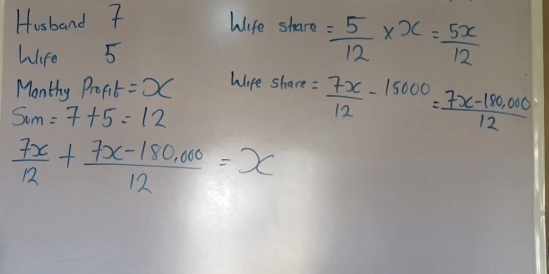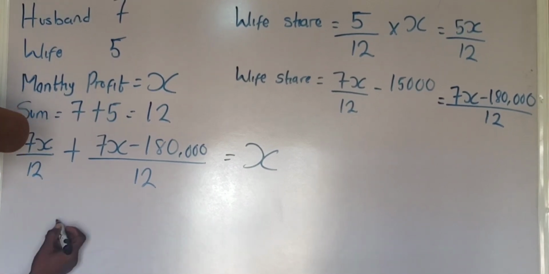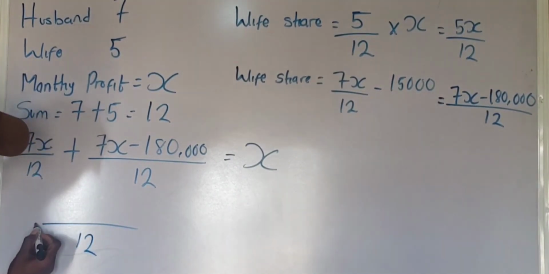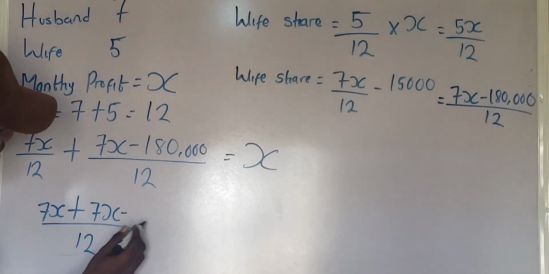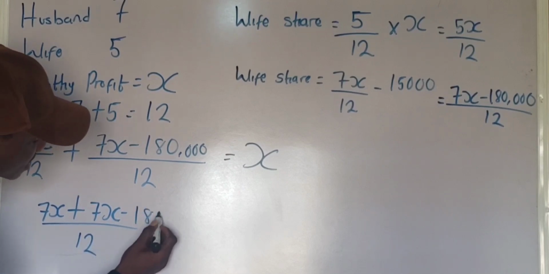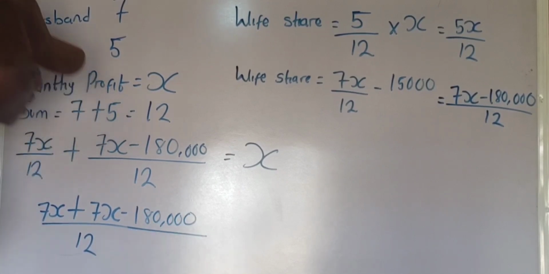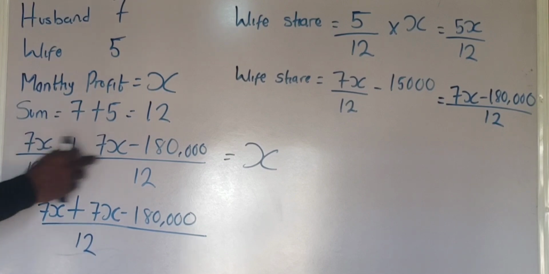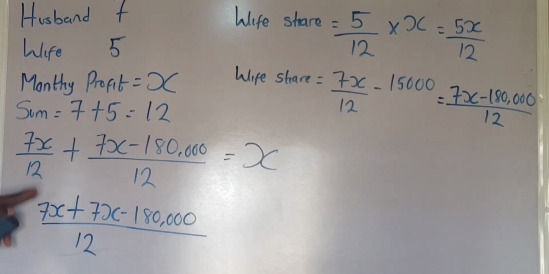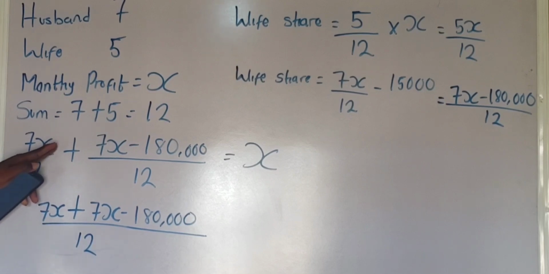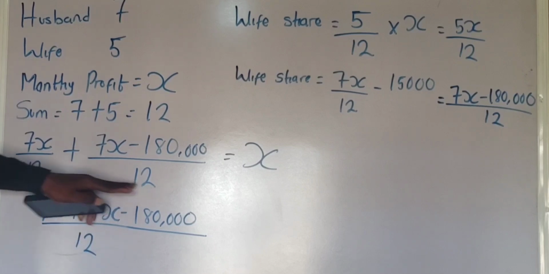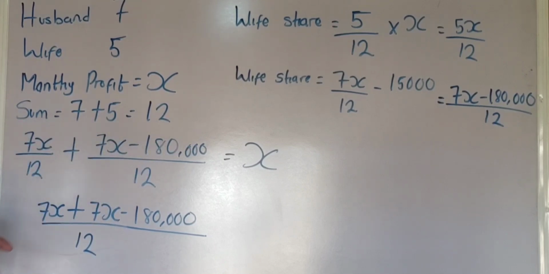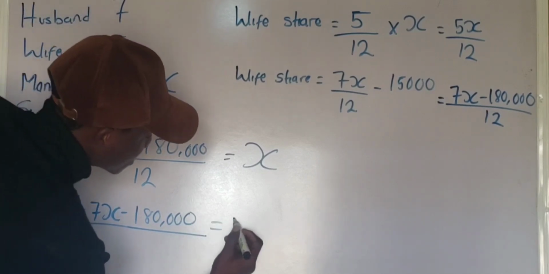Now let's take the LCM of the left hand side of this equation. The LCM here is 12. Okay, so I'm going to have 12 in the denominator, and 7x plus 7x minus 180,000 in the numerator. Please, do you understand how I come about this? The LCM of this and this is what? 12. Okay, so 12 divided by 12, that is 1. 1 times 7x, that is 7x. 12 divided by 12, that is 1. 1 multiplied by 7x minus 180,000, that is 7x minus 180,000. Do you understand? This is equal to x.